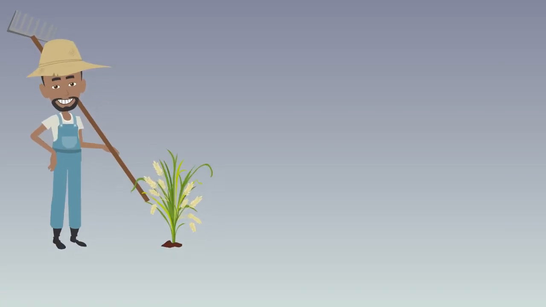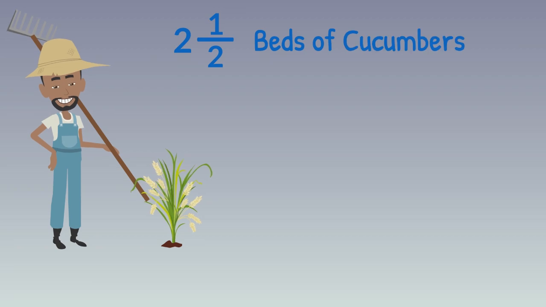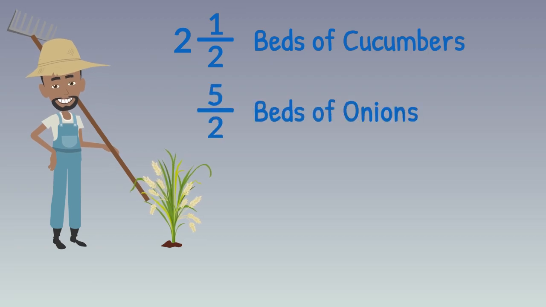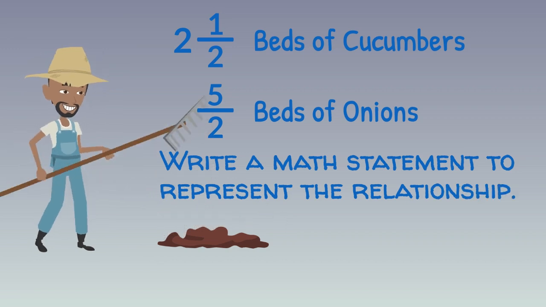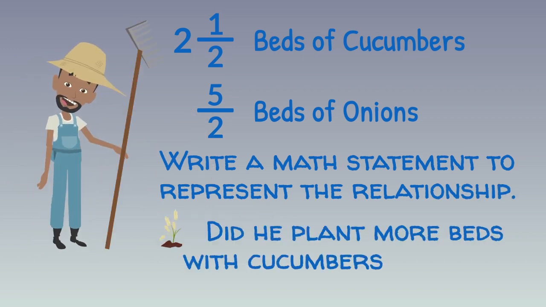Moran has garden beds for his vegetables. He has 2 1/2 beds planted with cucumbers and 5/2 beds planted with onions. Write a math statement to represent the relationship. Did he plant more beds with cucumbers or onions?